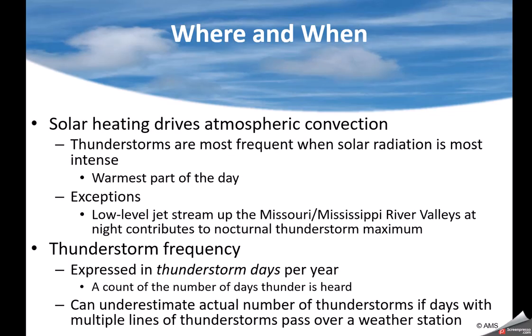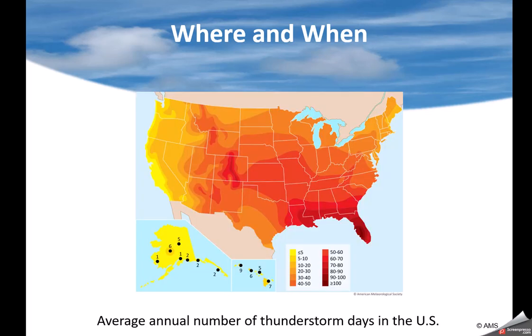So initially, solar heating is going to drive all this. Most thunderstorms occur in the warmest part of the day. We're going to look at some upper air soundings here that are going to show you a reason why that is. In the Mississippi Valley, however, there's a low-level jet at night that develops, and this contributes to a nocturnal maximum of thunderstorms sometimes, so that they can get significantly severe thunderstorms in the middle of the night out in that area.